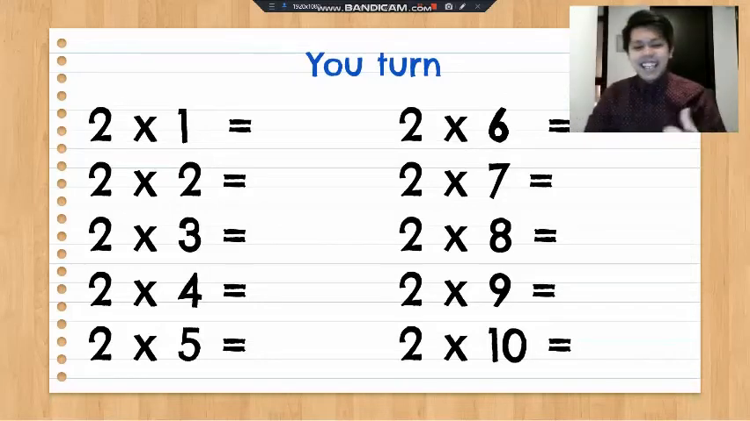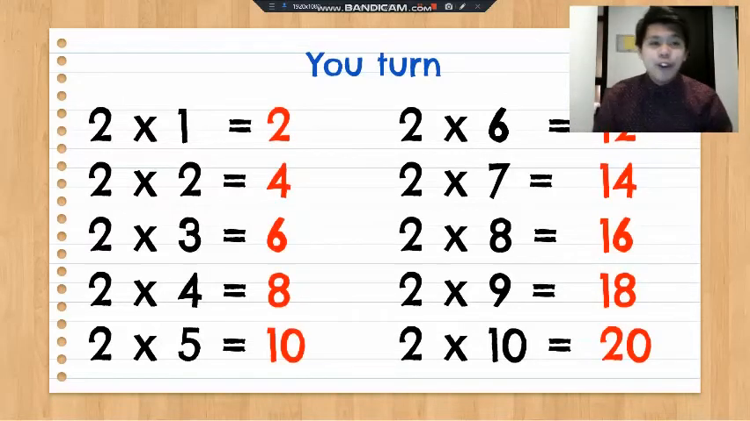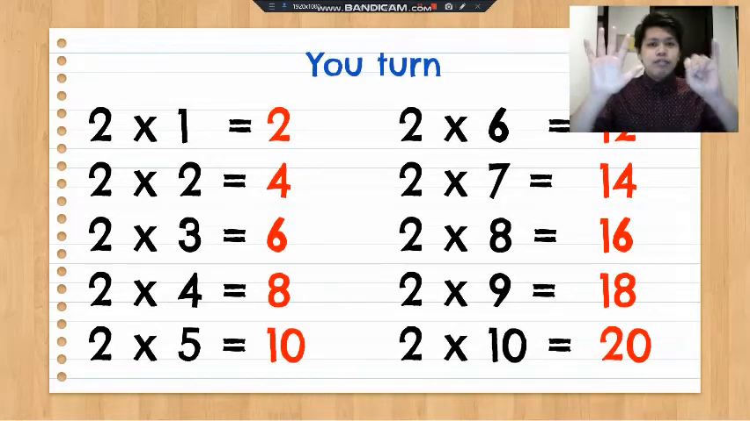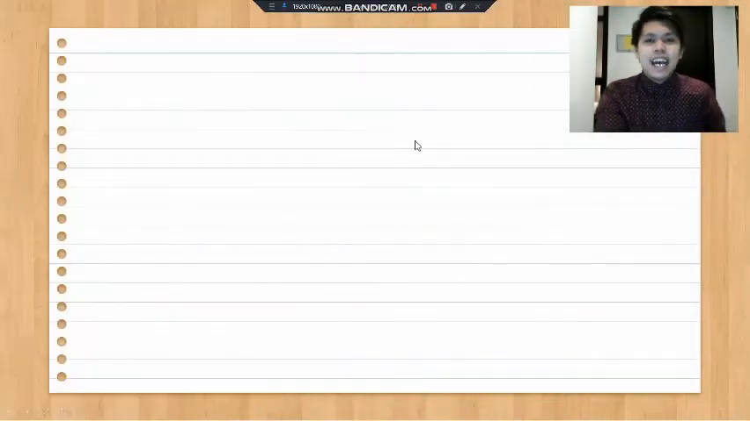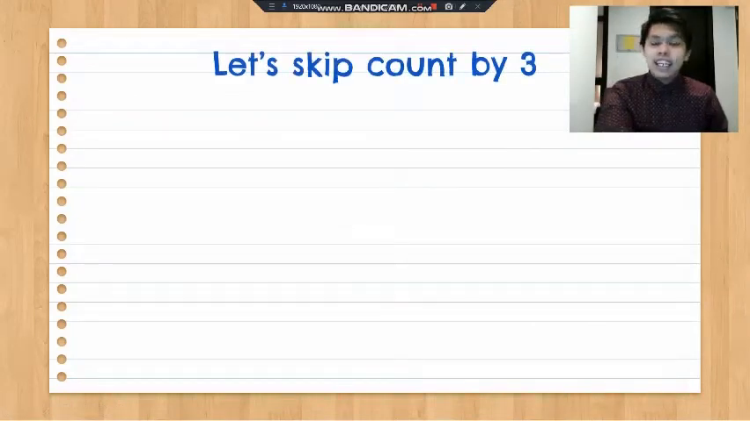All right. Check if you got them all correctly. So that is 2, 4, 6, 8, 10, 12, 14, 16, 18, 20. Practice that. Let's go with the next one. Let's now skip count by 3.